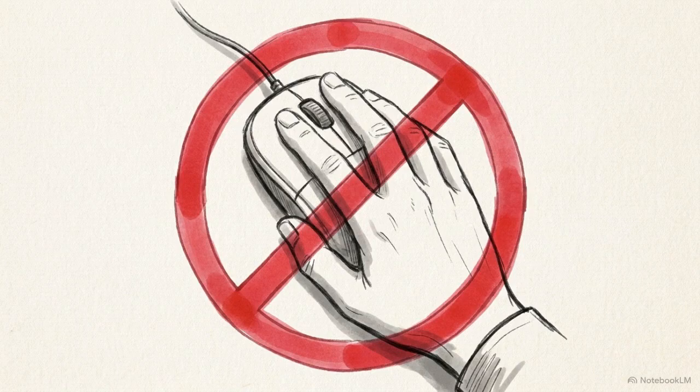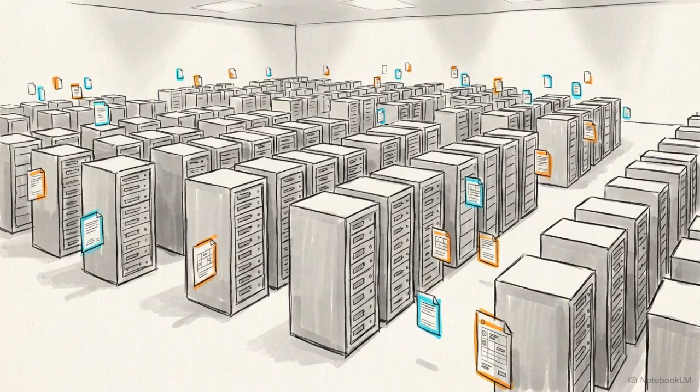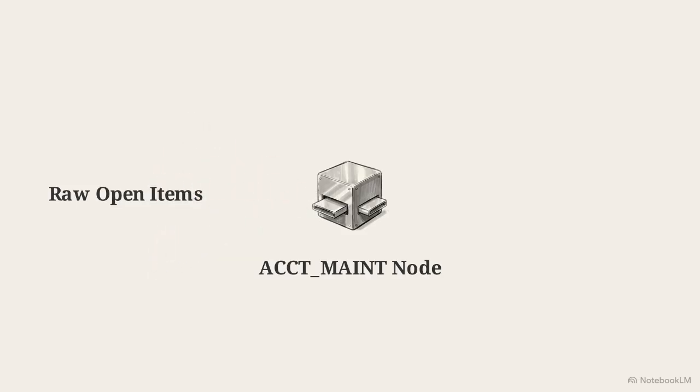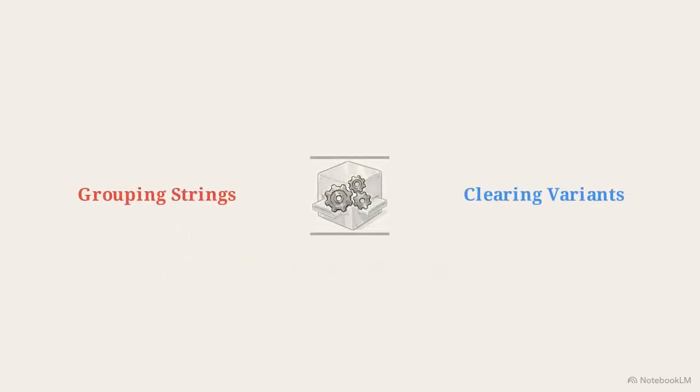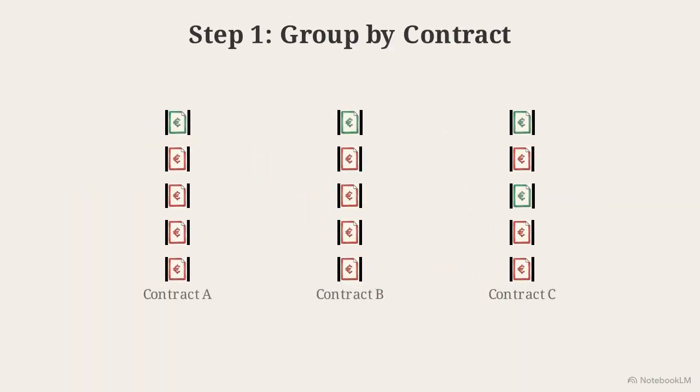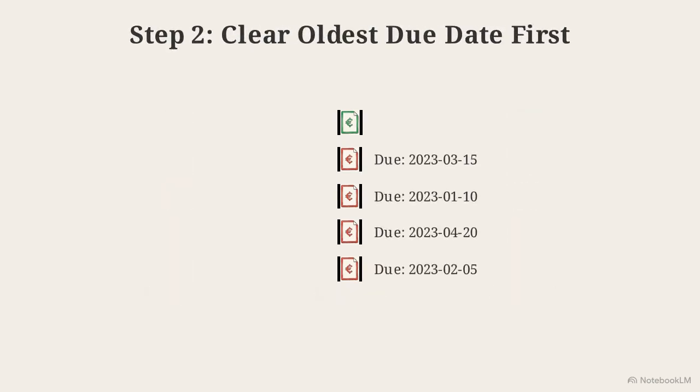If there is no human administrator manually clicking Activate, how do the mass and automatic methods know exactly which items to select and clear? The answer is clearing control. This underlying rule engine dictates the logic for system-driven account maintenance. By configuring clearing variants and grouping strings, you give the engine strict instructions. Group items by contract and always clear oldest due dates first.